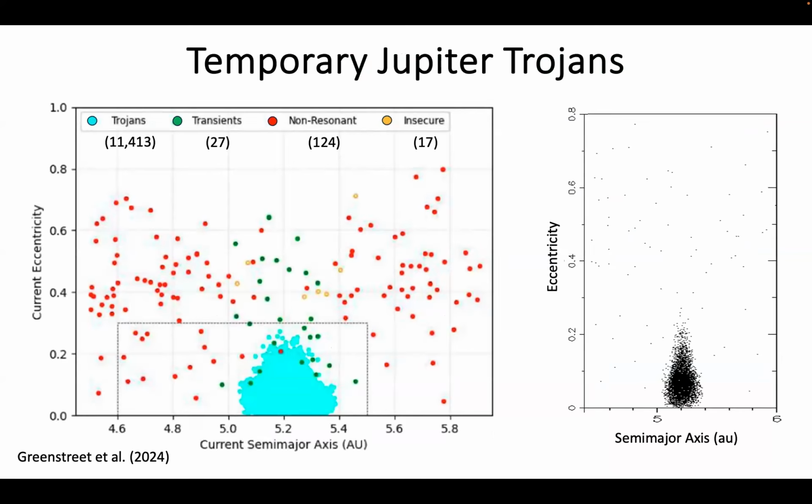So there's a few points on here that are orange. These are things that we had to give an insecure classification because their orbital uncertainties weren't small enough to give us confident results of whether they actually are resonant, temporarily resonant, or not resonant. So yes, the orbital uncertainties are very important when you're trying to figure out the dynamical nature of these objects. Yeah, thanks for the question.